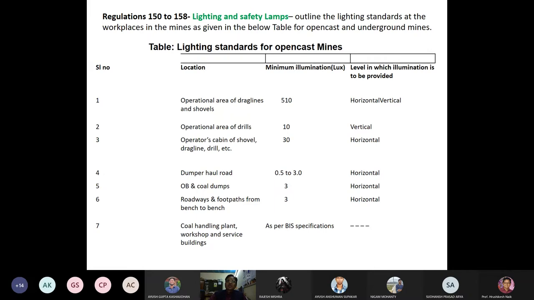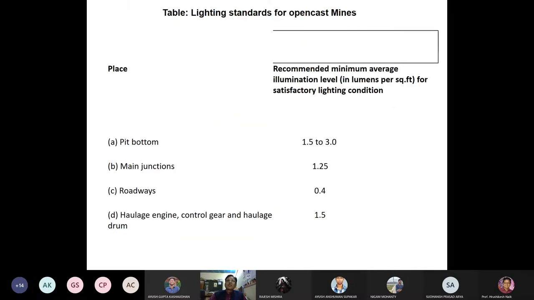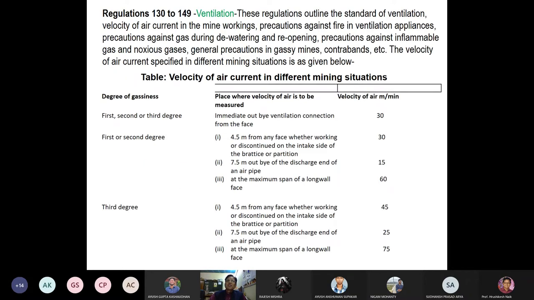What we have seen in this section, regulations 150 to 158, we have discussed the lighting standards, illumination standards in the mines. And previously, in sections 130 to 149 of the coal mines regulations, we have seen the ventilation system in the mines, the velocity of air current, and the places where the velocity of air current is to be measured depending upon the degree of gassiness of the mine.